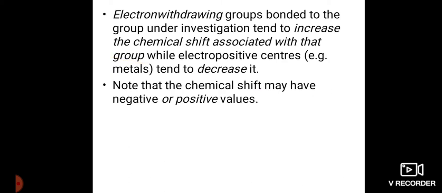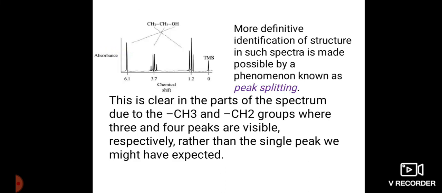This chemical shift value can be affected by electron withdrawing groups and electron donating groups. Withdrawing groups generally increase the shift, whereas donating groups or electropositive groups generally tend to decrease it. And this chemical shift can have both positive and negative values.